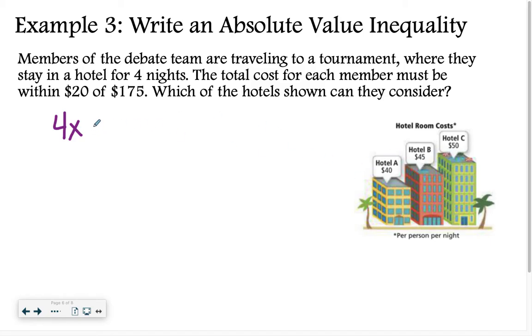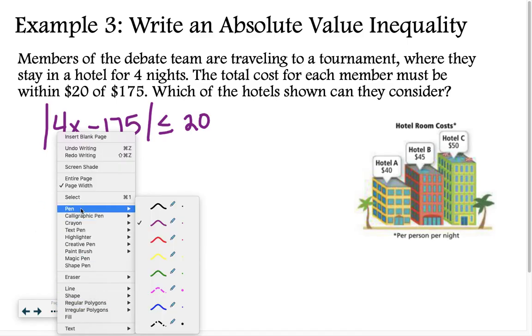So I'm going to do 4x minus 175, because that's the total that we're aiming for. I'm going to do absolute value around that because I want to know the distance between the actual cost and 175, because I need that to be less than or equal to $20, so that way it's within our budget. So this is the cost of the hotel minus how much we're allowed to spend, and I need that to be within that $20, so I need it to be less than or equal to $20.